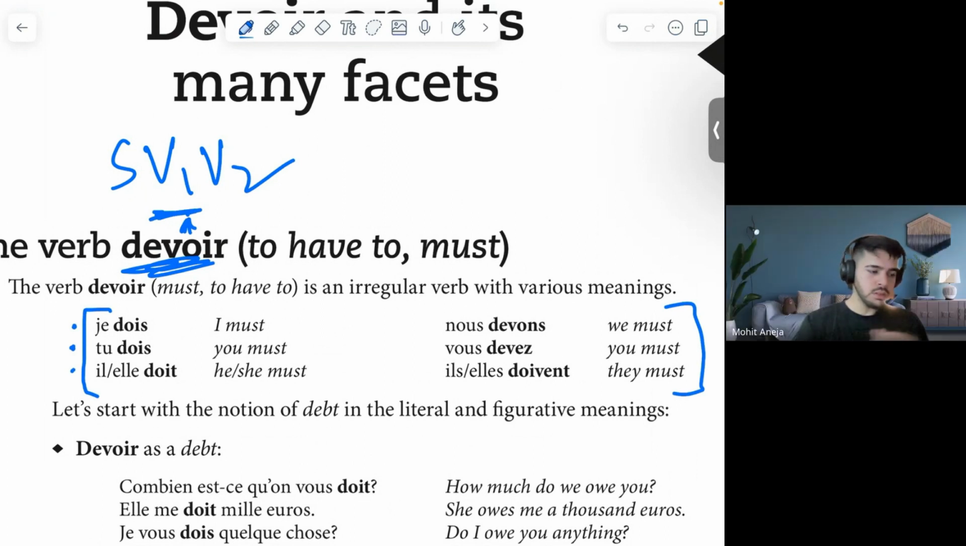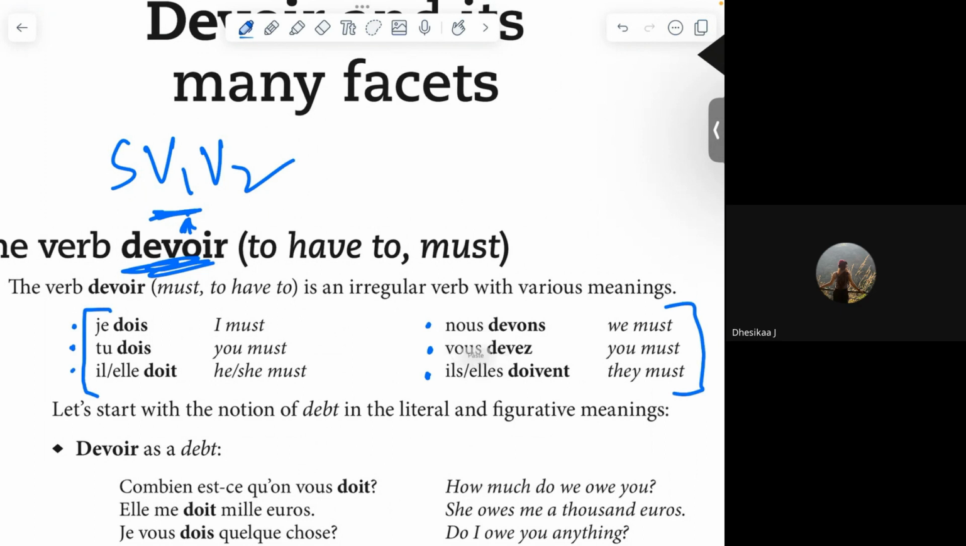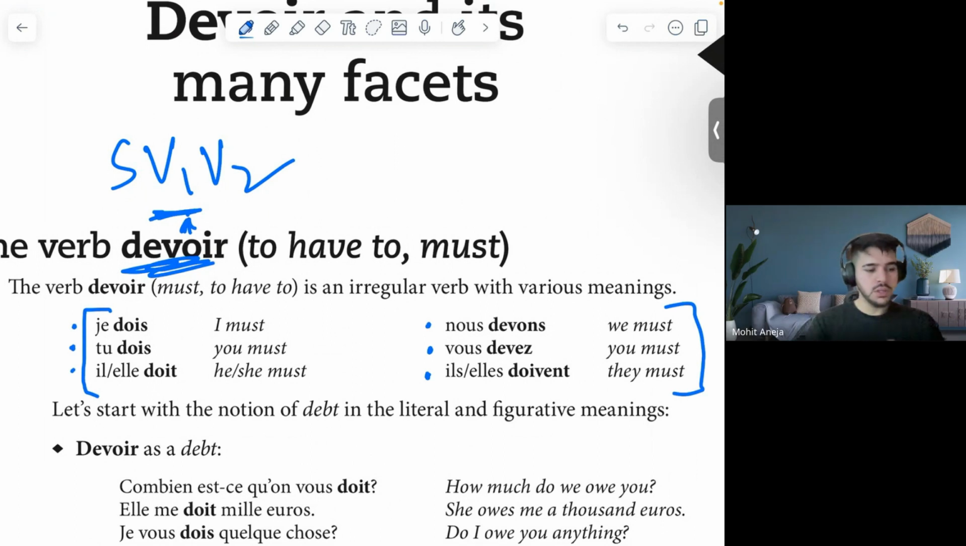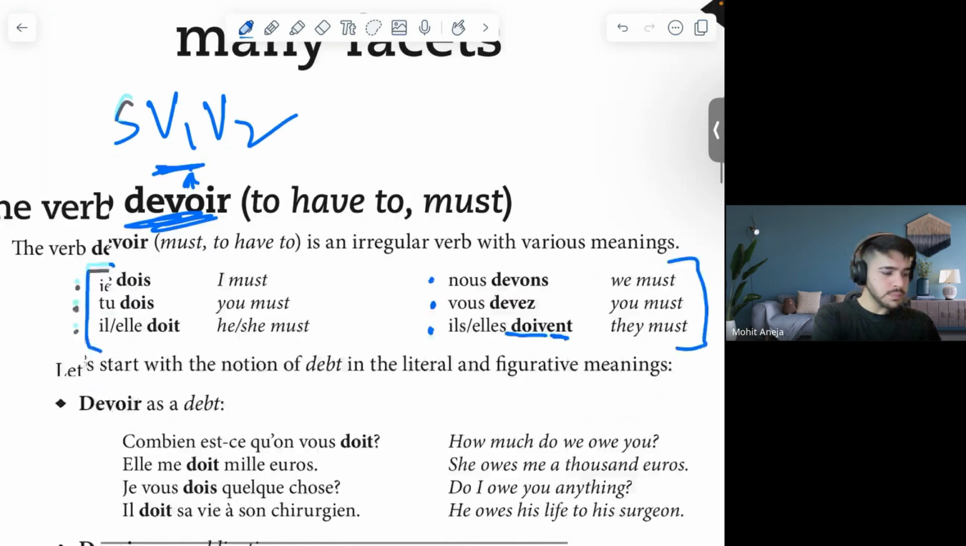Desika, can you read the next three? Nous devons, vous devez, elles doivent. Very nice. So devons, devez, and doivent. Don't say the NT, but doivent as usual. Change नहीं है. But remember these pronunciations because we're going to use this a lot.